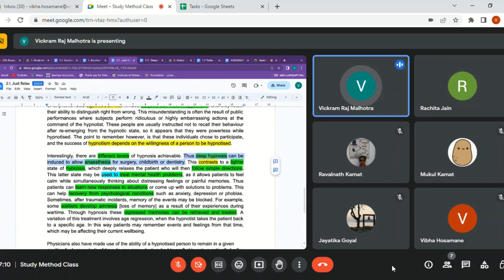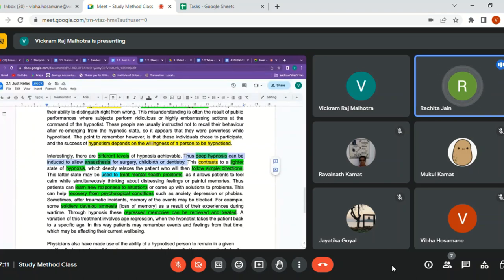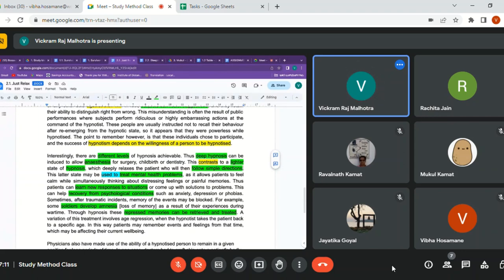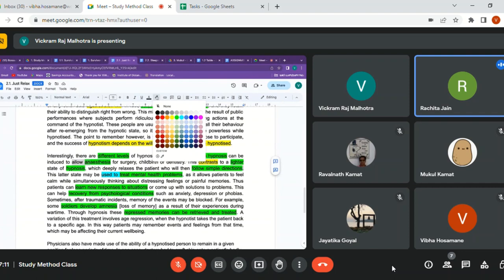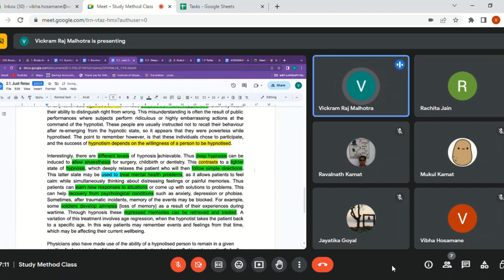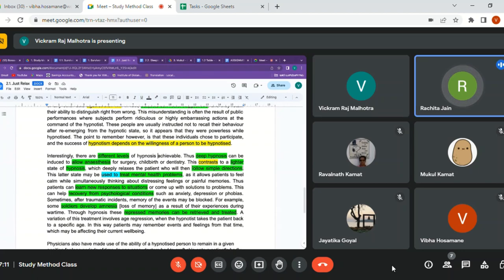Do you see the screen, Anya? Yashasvi, is the screen visible to you? Okay, so just read what I've highlighted. Deep hypnosis can be induced to allow anesthesia for surgery, childbirth, or dentistry. Correct. So what does deep hypnosis do, or what does it help in? It allows anesthesia. Correct. What does light hypnosis do?